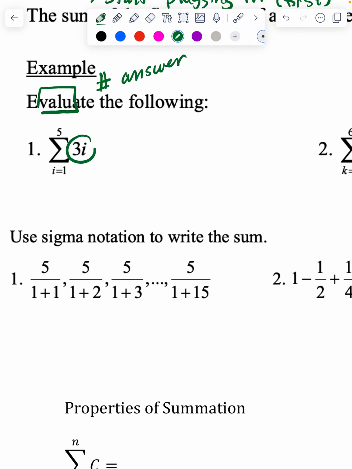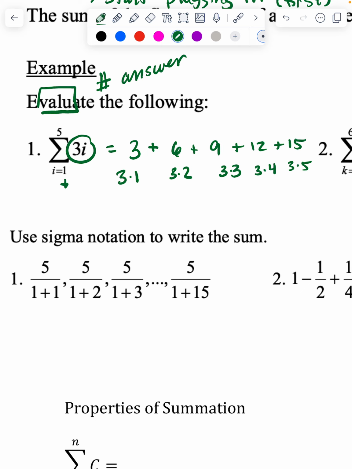So here's my rule. And I'm going to start by plugging in a 1. So 3 times 1 generates a 3. But I'm not creating a list. I'm creating a sum. So I add the next term. And then the next term is 3 times 2. So that's 6. Then 3 times 3. 3 times 4. 3 times 5. And I stop because it says to stop at 5.